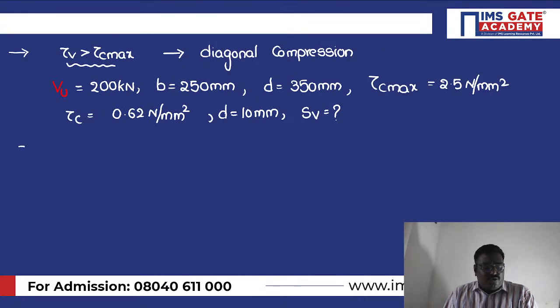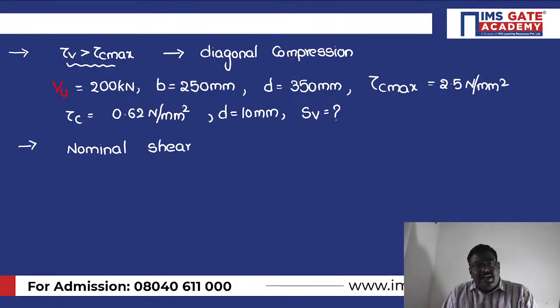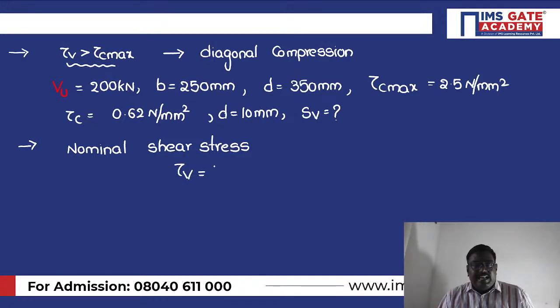Whenever these kinds of questions are asked, the first and foremost step we have to solve, my dear students, is the nominal shear stress. First of all, what we have to do? We have to calculate the nominal shear stress. How do you calculate nominal shear stress? Tau v is equal to Vu upon bd.